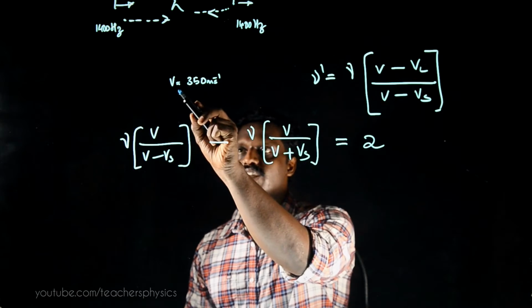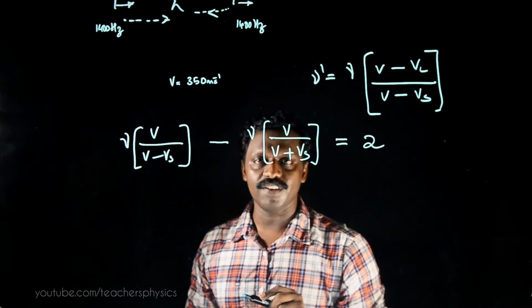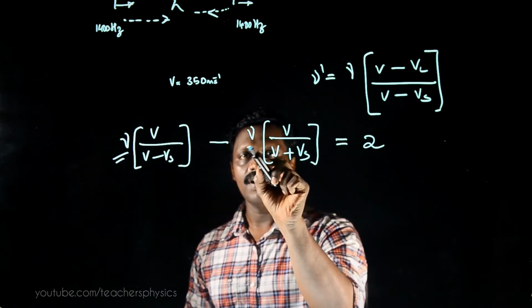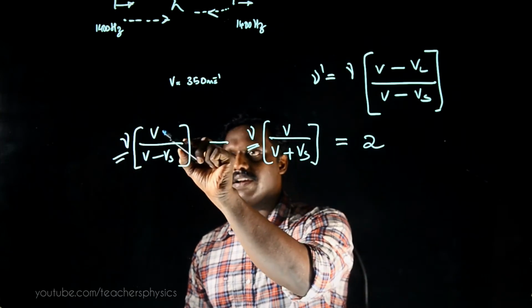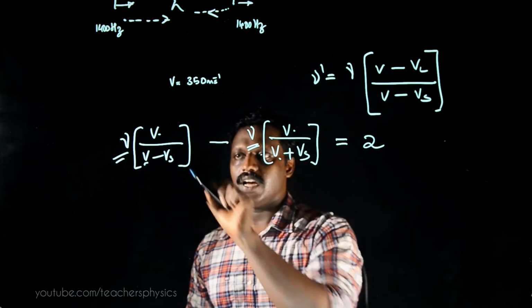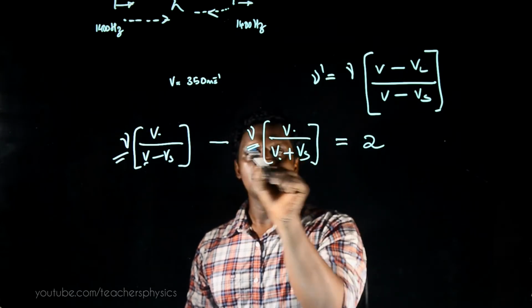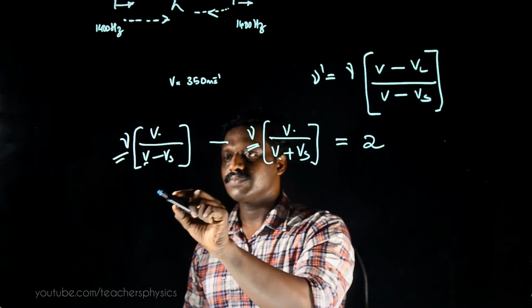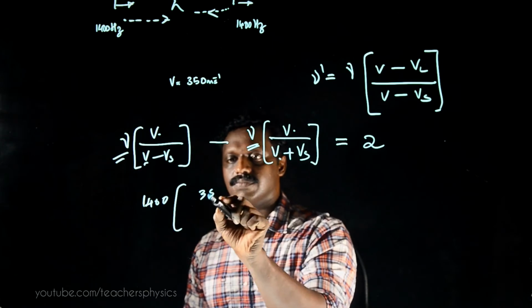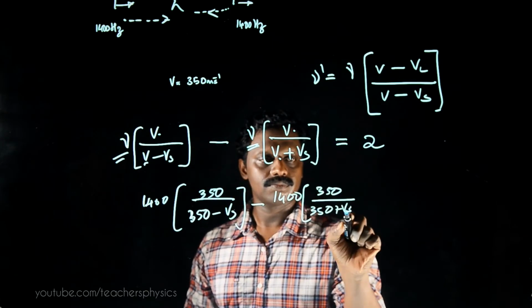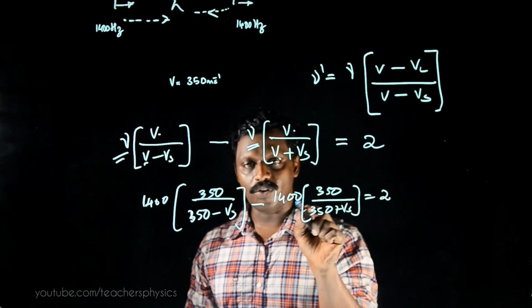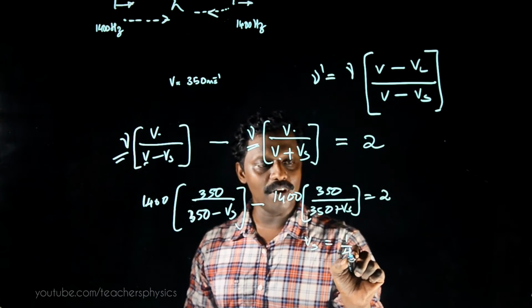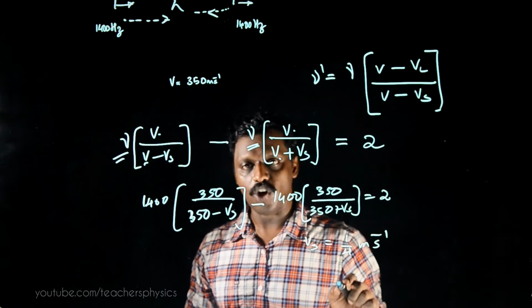Given that the velocity of sound in the medium is 350 meters per second, substituting the actual frequency 1400 in these two positions and 350 meters per second at these four positions, and solving, we will get the value of Vs. So 350 multiplied by 1400 can be taken common and solved, so that we get Vs is equal to 1 by 4 meters per second, which is option 1.